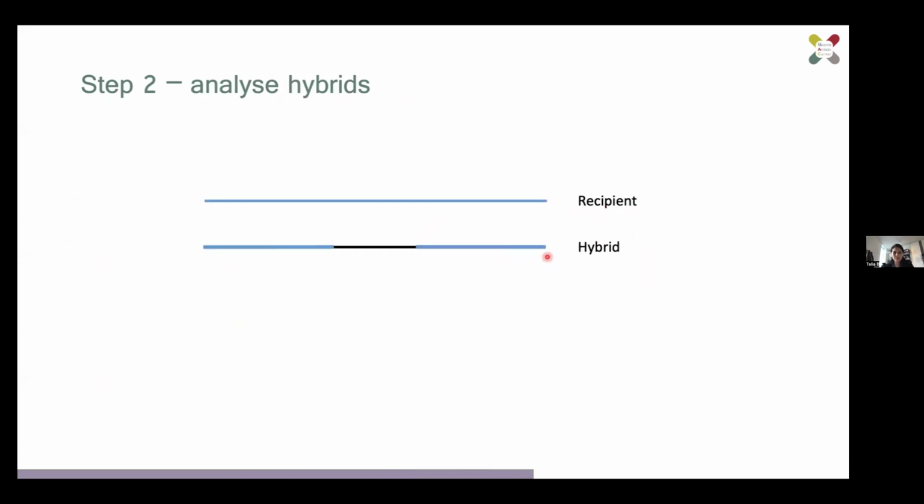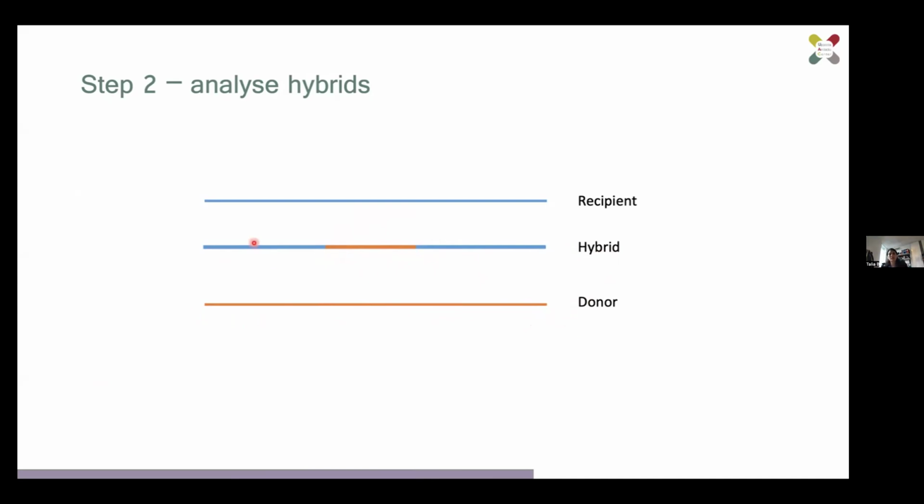And I say, oh, okay, everything here is identical to my recipient. But then I have this weird gap that looks completely different. So if I want to know whether this came from my clinical strain, I need to also sequence my donor, come up with a reference genome for my donor, and then I use this reference to compare it to the hybrid. And hopefully I can see that this gap that I had before is identical to the donor. And this way I confirm that what I isolated is indeed a hybrid, and I see how it looks.